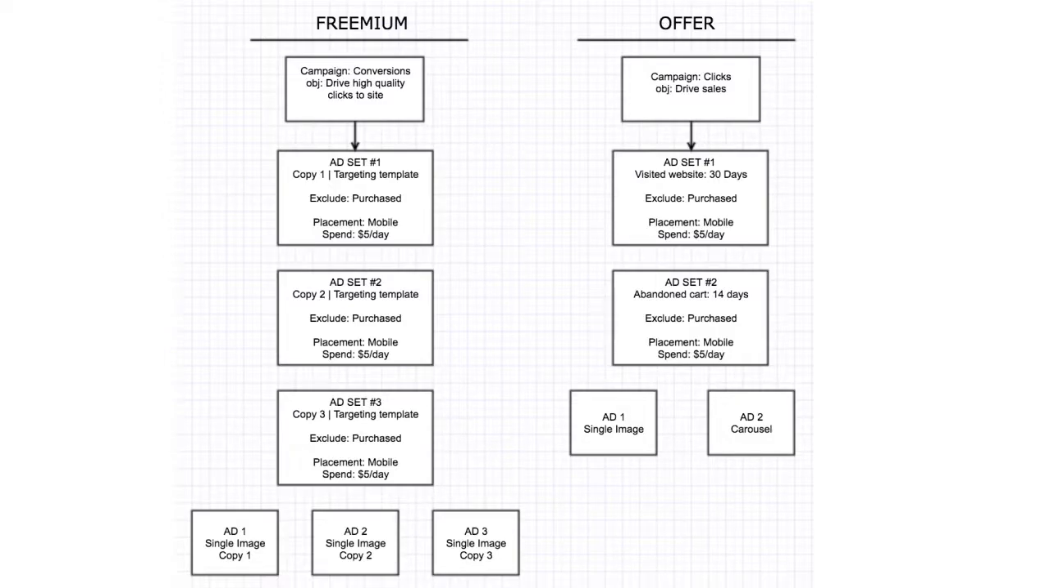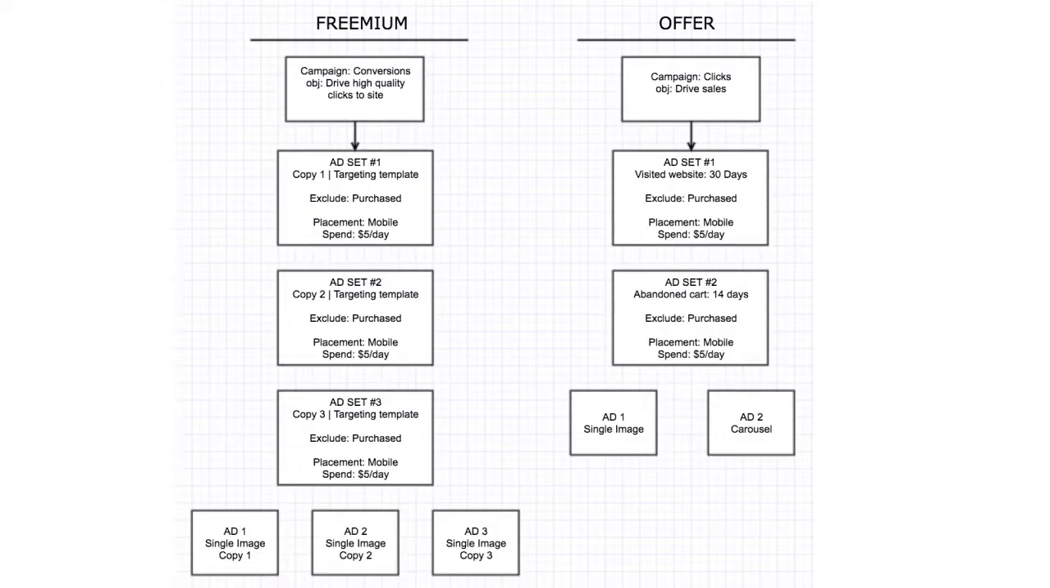And so we'll have two ad sets for this campaign. Ad set one is going to be anyone who visited our website, so our freemium offer page, in the last 30 days. And we want to make sure we exclude anyone who's purchased, always. And the placement's going to be mobile. We're going to spend $5 a day.